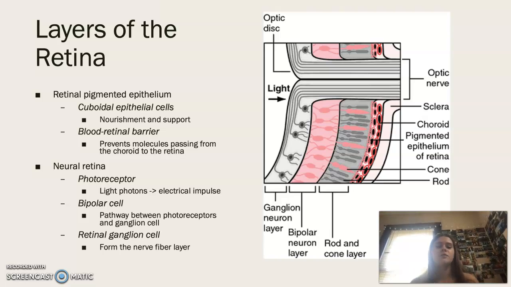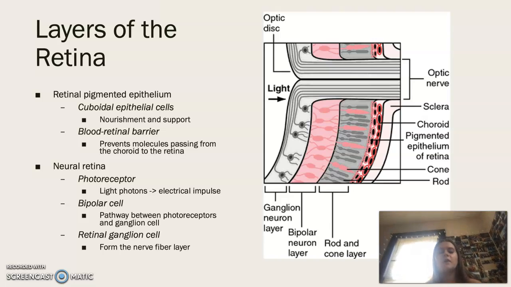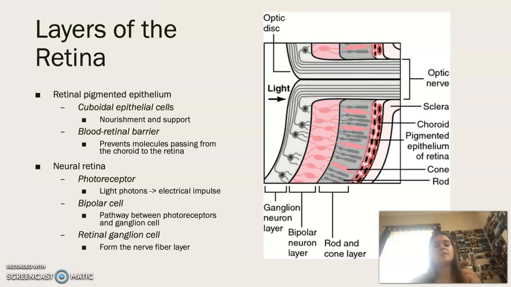And then our second layer, which is the neural retina, has a lot of the other things that are necessary for seeing, such as photoreceptors, which turn light photons, so light that comes into the eye, into the electrical impulse, which then can be used for phototransduction, so how we see things. And we have the bipolar cells, which are a pathway between photoreceptors and ganglion cells. So it takes this electrical impulse from the photoreceptor and transfers it to the ganglion cell. And then, of course, our retinal ganglion cell. This forms the nerve fiber layer, so a lot of the optic nerve. And obviously it takes that electrical impulse.